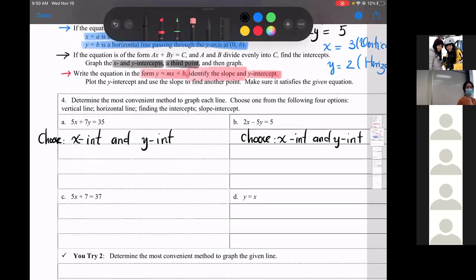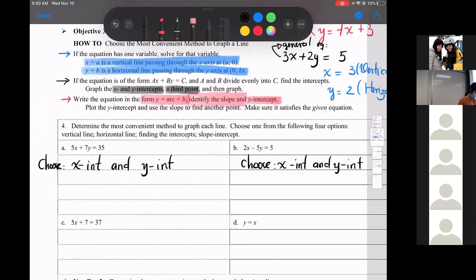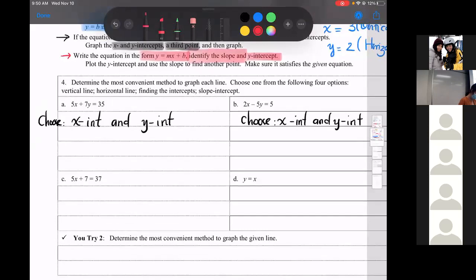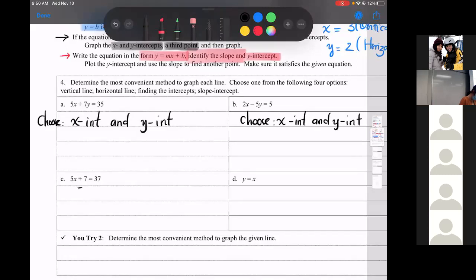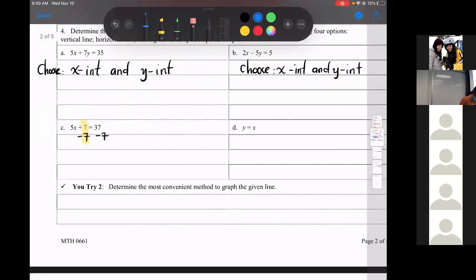What about C? Never mind. Good. I think you're on the right track. Solve for x, right? Yeah, that's very good. Subtract 7. So that's 0. So you have 5x equal 30. Divide both sides by 5. X equals 6. X equals 6, what kind of graph is that?